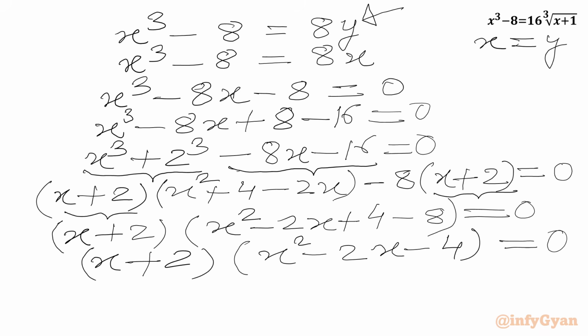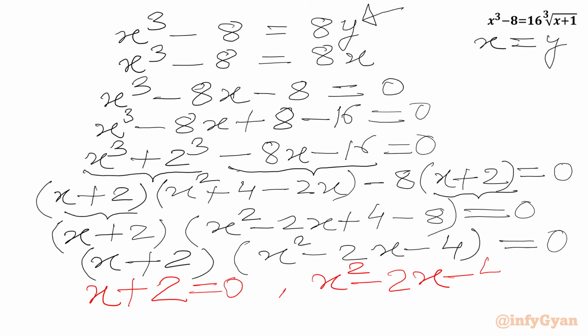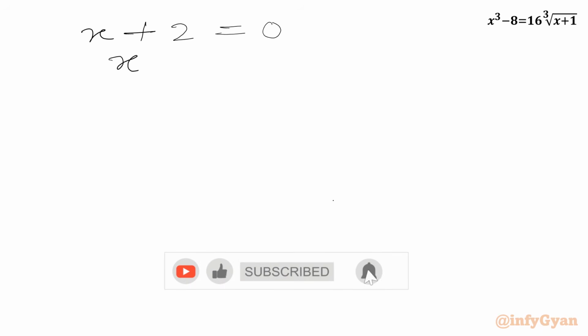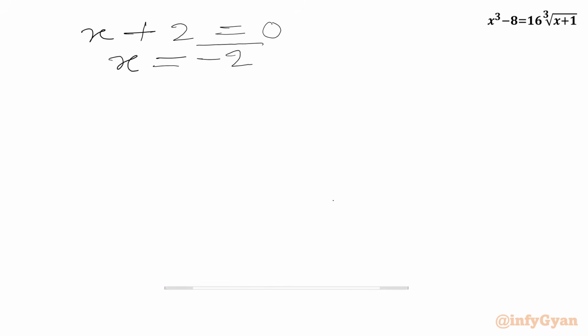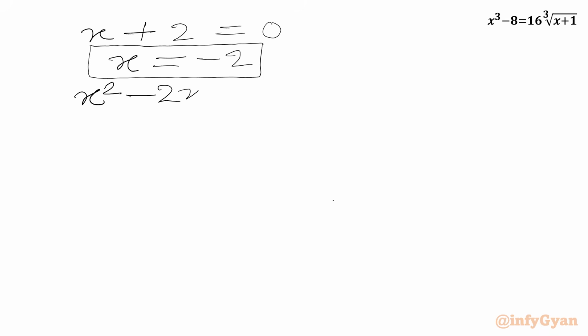Now we will apply the product 0 rule. So we will be writing two equations. Either x plus 2 equal to 0 or x square minus 2x minus 4 equal to 0. Now we have to solve these two equations. So from the first equation, we will get x equal to minus 2.